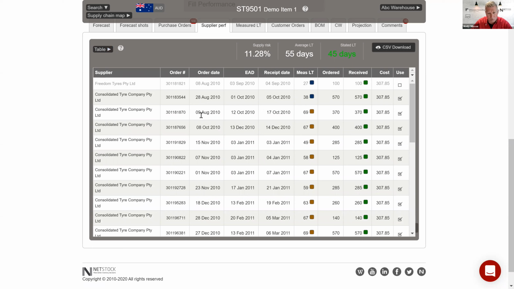So if we just have a brief peek into the data, we can see here on this order number, we ordered on the 9th of August. We got a delivery on the 17th of October. Sorry, it was received in stock on the 17th of October. It took 69 days. We ordered 370, we got 370.